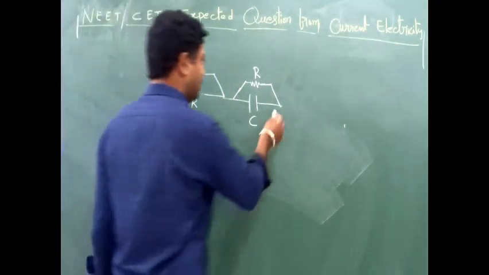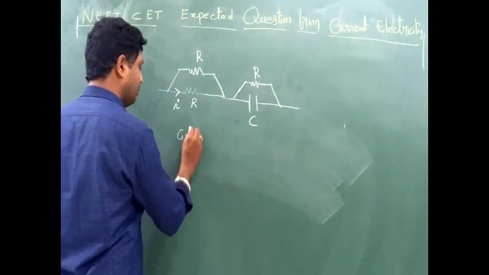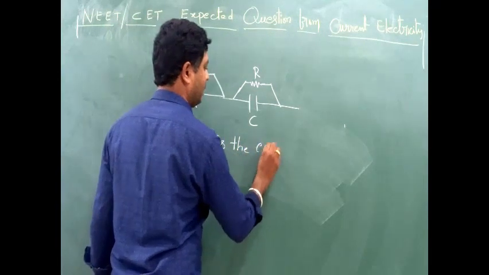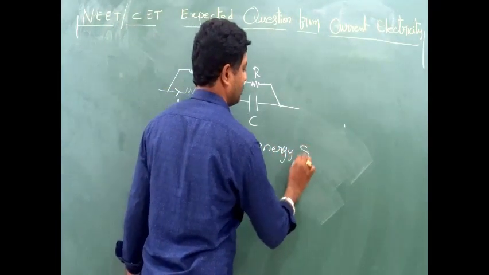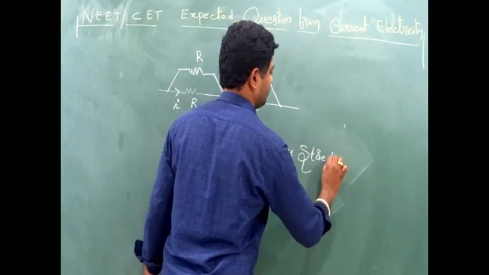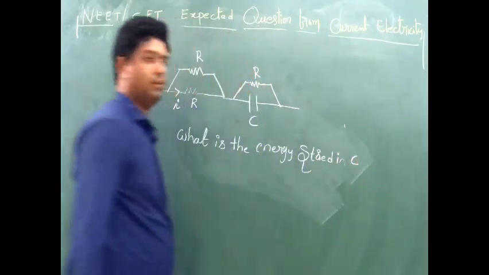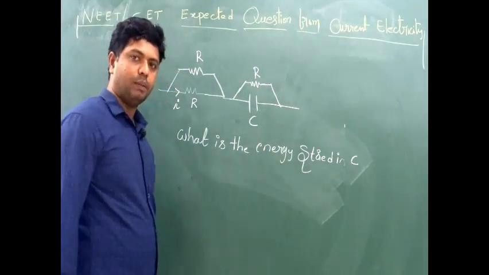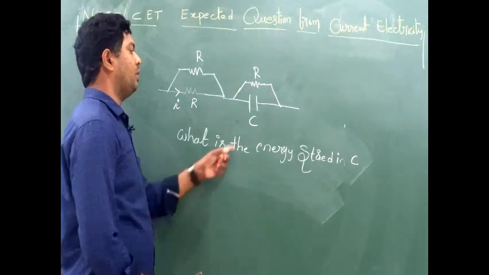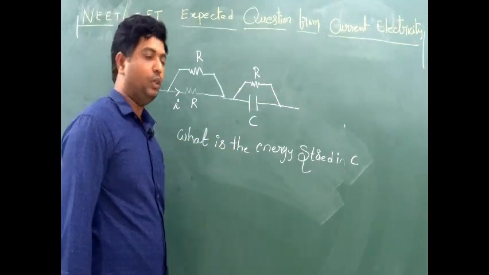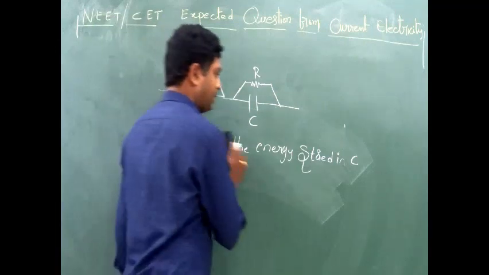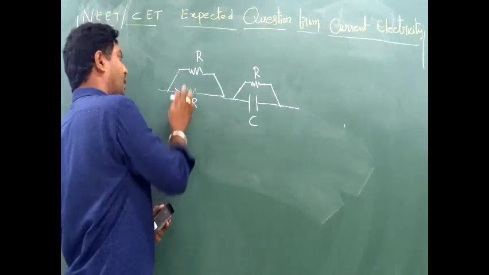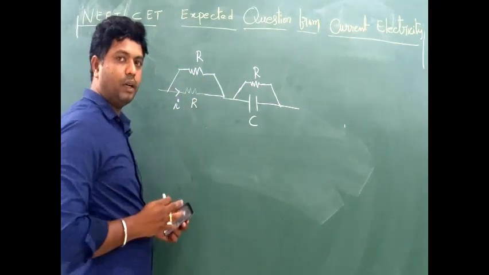The question they are asking is, what is the energy stored in the capacitor? To find the energy stored in the capacitor, we need to know the potential difference across the capacitor. To find that, we have to find the potential difference across the resistor first. Here the current is I, and here also, because both are equal resistors.